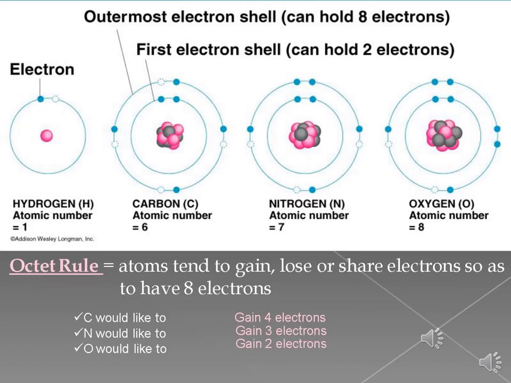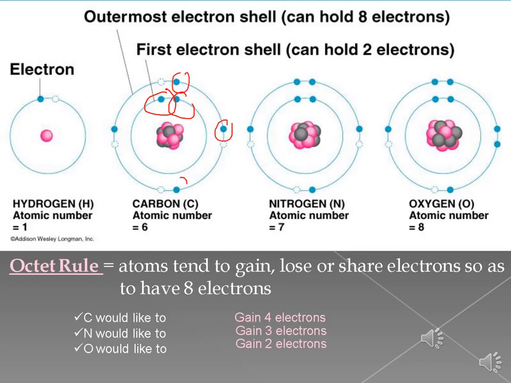I take carbon as the example. Carbon has atomic number 6. As I said just now, the first electron shell, which is the innermost shell here, can hold only 2 electrons. And the shell thereafter, which is the outermost electron shell here, can hold up to 8 electrons. So when carbon has atomic number 6, this means that 2 electrons are located in the first electron shell, which is the innermost shell, and the other 4 electrons are located in the outermost electron shell.